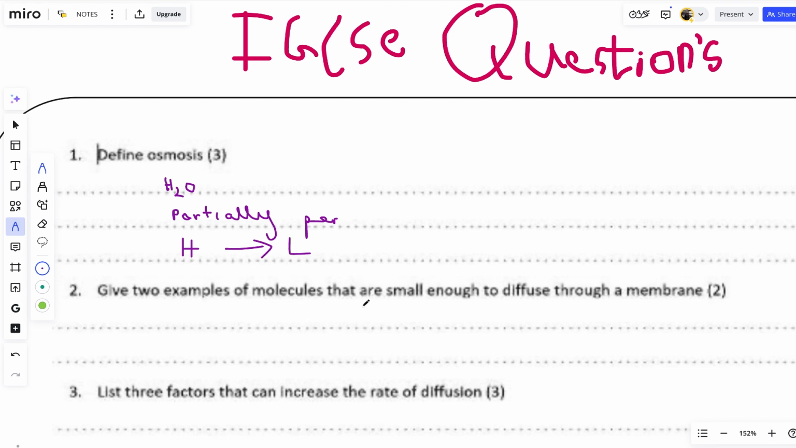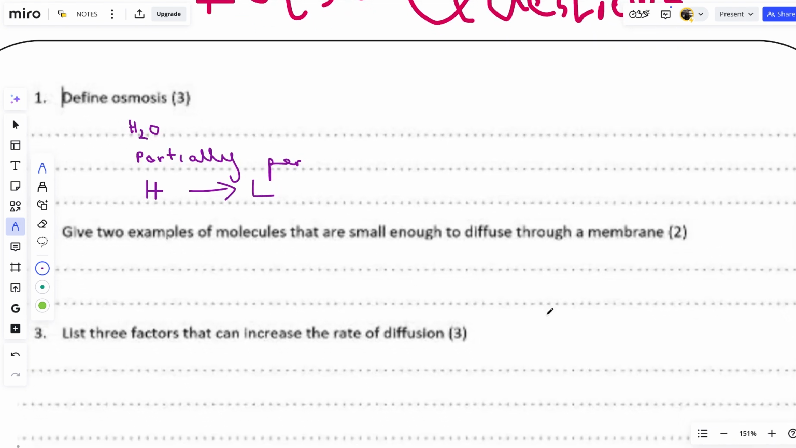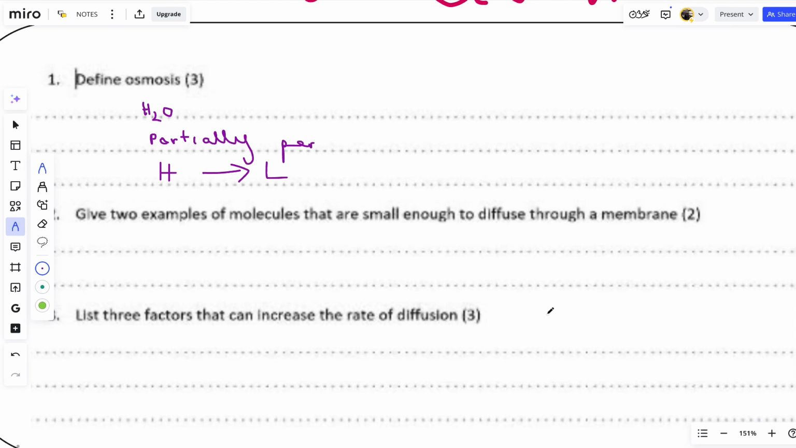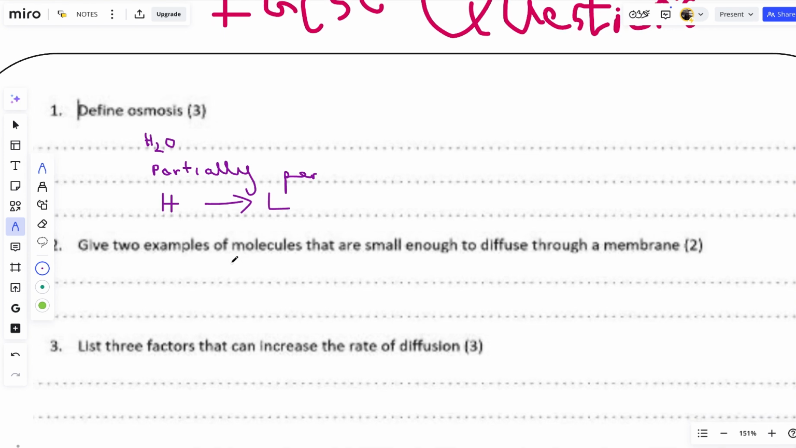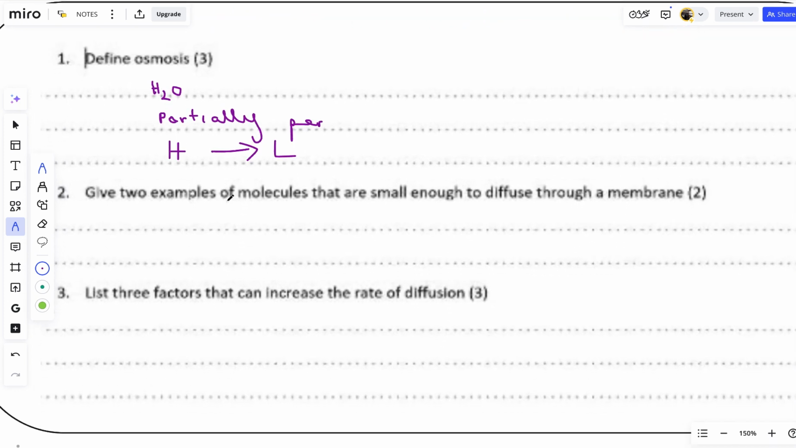Now, give 2 examples of molecules that are small enough to diffuse through a membrane. 2 molecules. Okay, you can mention potassium iodide and copper sulfate. They are small enough to diffuse through a membrane. You can write it in full. So you mention all this, you get your marks.